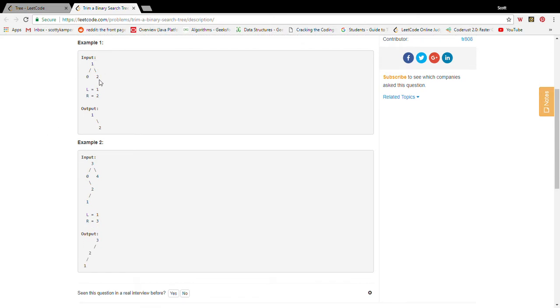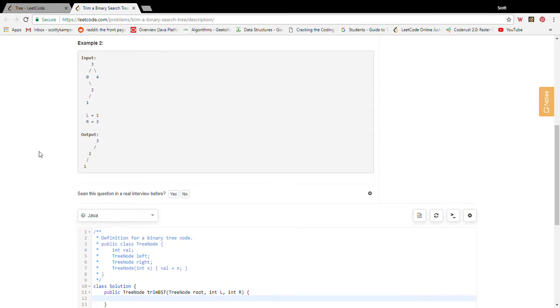So look at these examples here. Here's the binary search tree. There's left and right. They want all elements to be in the range 1 to 2. So this is the return. A tree of just 1, 2. This 0 gets trimmed out. Second example, more complicated tree. Indices are 1 to 3. So 3 stays at the root, 4 gets trimmed out, 0 also gets trimmed out, and then it just becomes this tree 3, 2, 1.